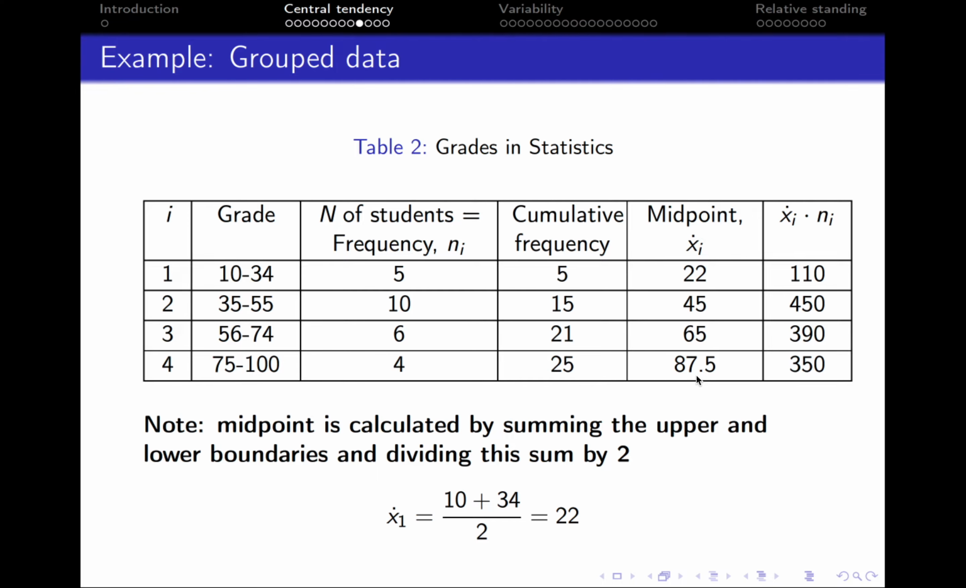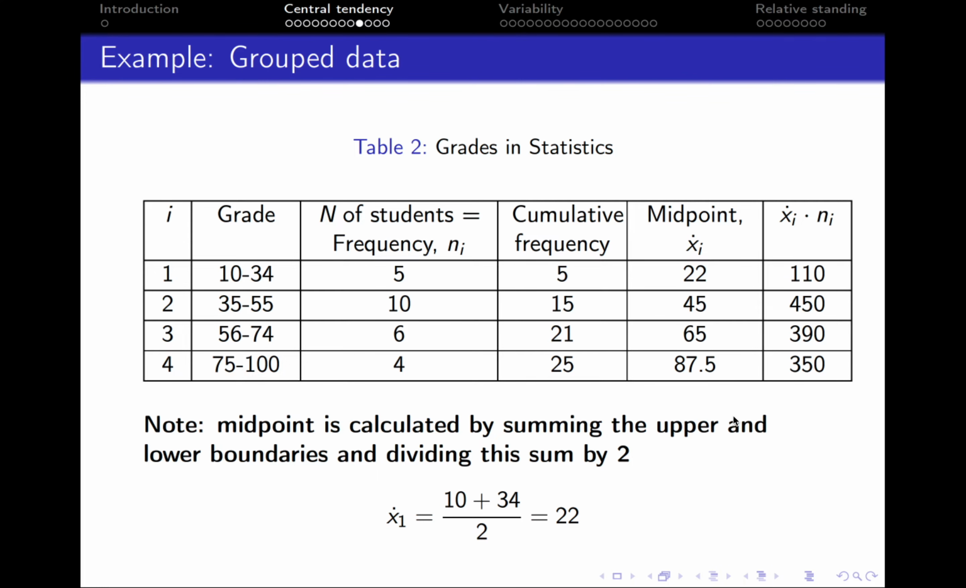And then we can calculate one more thing, where, as you can see, the midpoint, so the values from this column, is multiplied by ni, the frequency of each class, of each group. So for example, for the first class, this will be 22 multiplied by 5, so we get 110. In the case of the second group, this will be 45 multiplied by 10, so 450. 65 multiplied by 6 gives us 390, and 87.5 multiplied by 4 is 350.